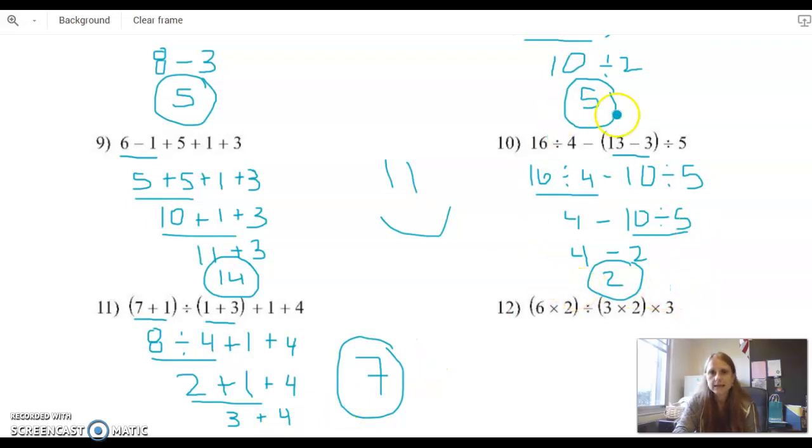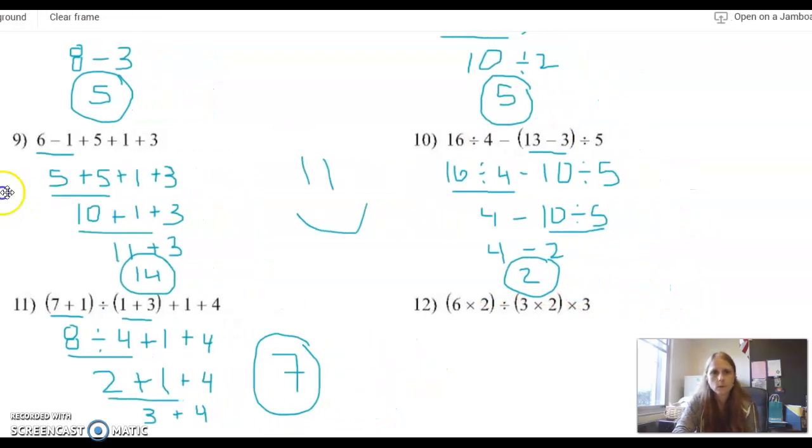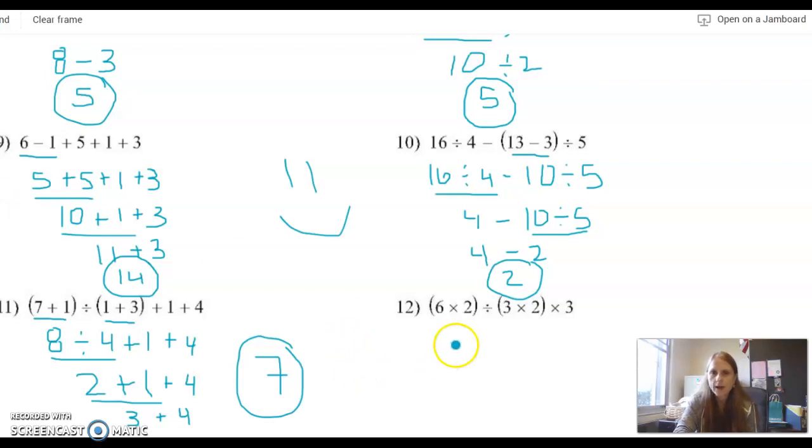All right, last example. Let me move this over so I'm not in the way. Doing our parentheses first, right? 6 times 2 is 12. Divided by 3 times 2 is 6 times 3.